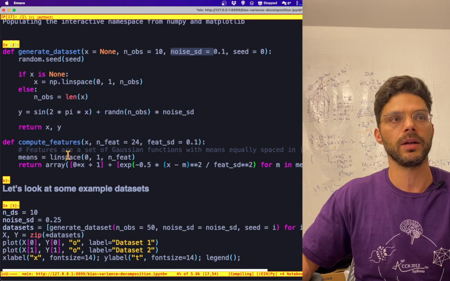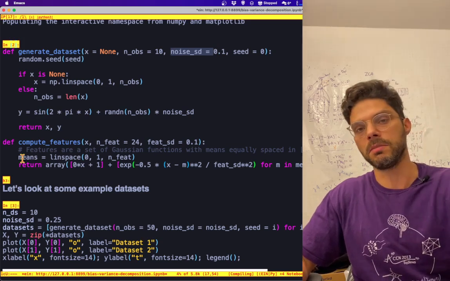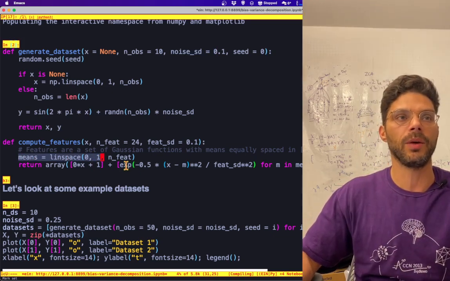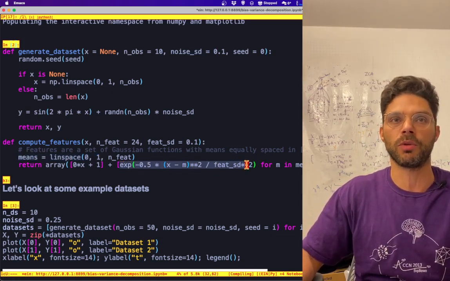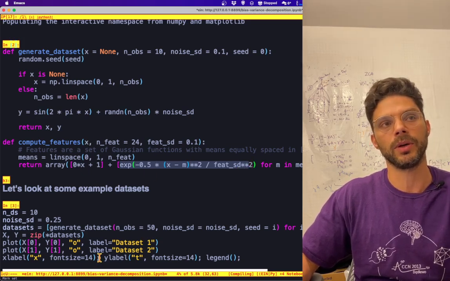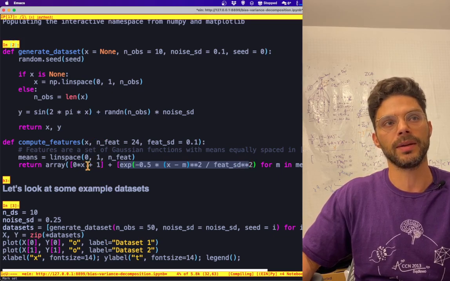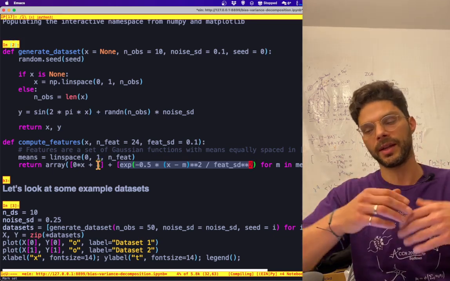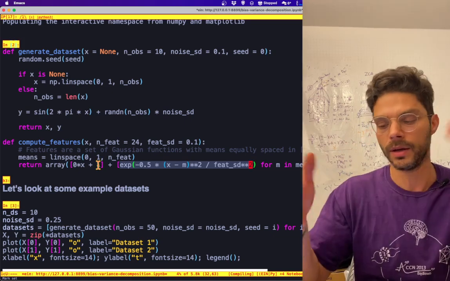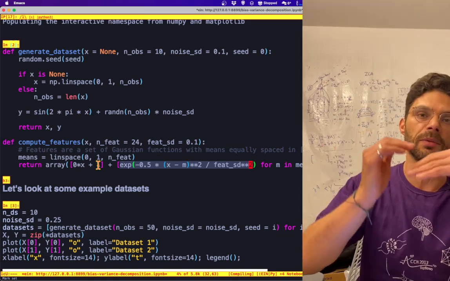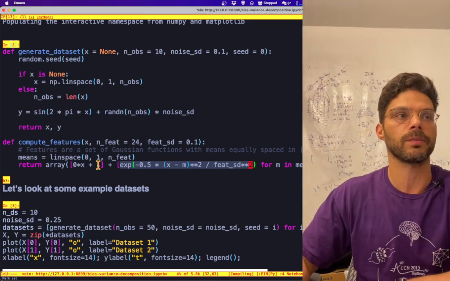Now to compute the features, we need to compute the activity of all of those Gaussians. We do that here. We first have to figure out what the means of the Gaussians are, so we linearly space those out. Then we compute the activations of each one of those Gaussians for the given input. And we also append a ones feature, which was called phi 0 before. It's the bias term, the constant offset term that allows us to capture constant effects.